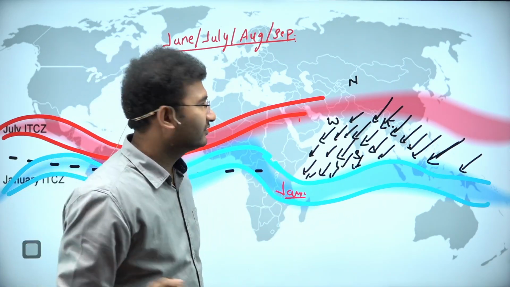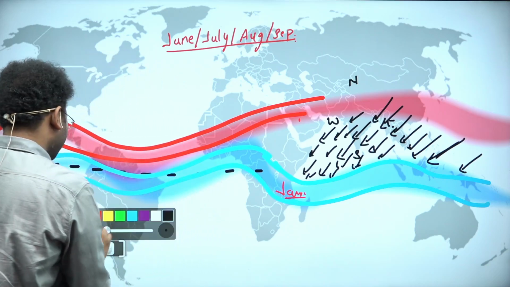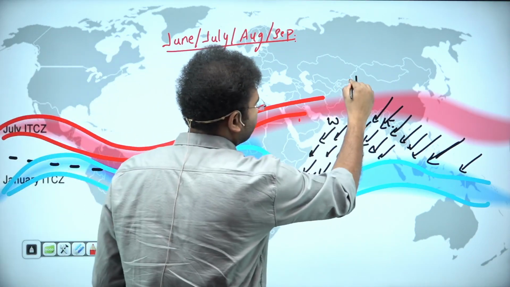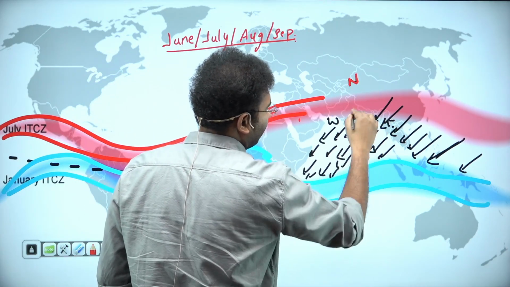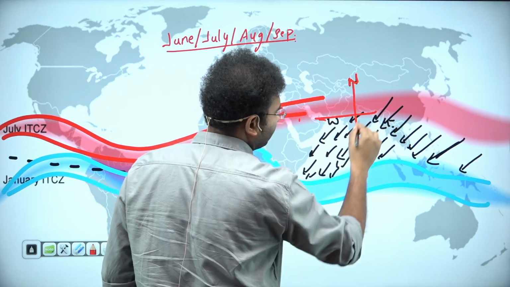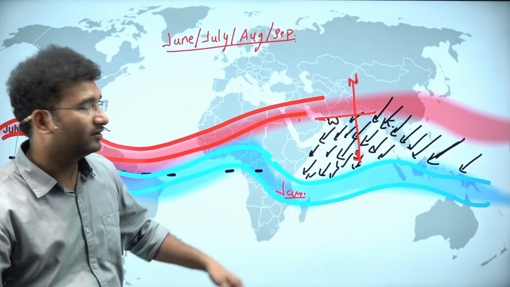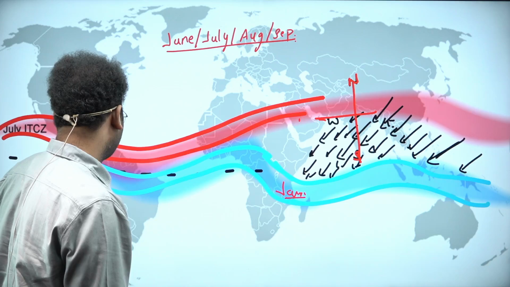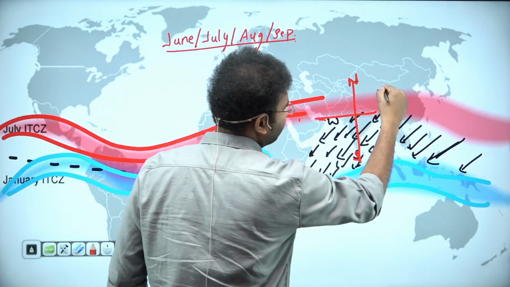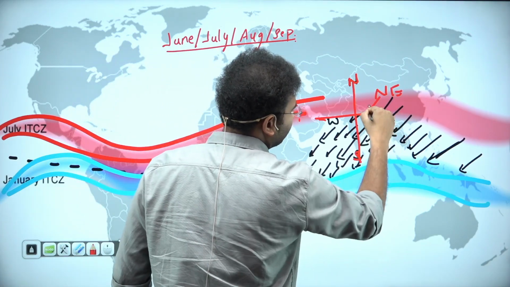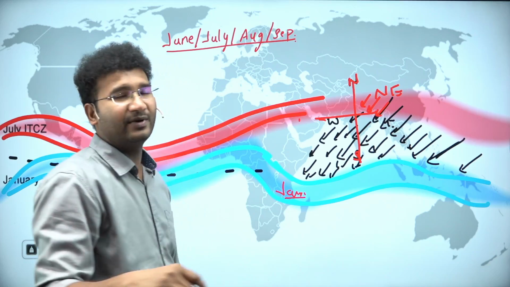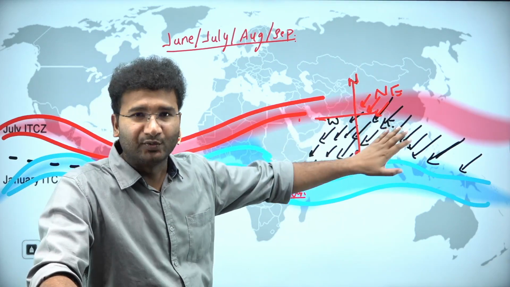Look at the direction. Can I say the direction of the winds is north? This is north, this is south. Are they northeast? They are coming from the northeast direction. This is the northeast direction from which the winds are coming. So that's why we call them northeast monsoons.